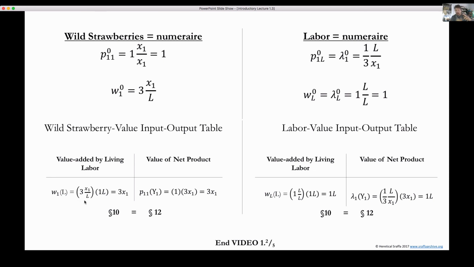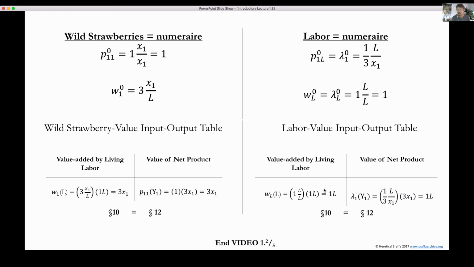Here you can see why I'm putting the dimensions at the end of the number, so you can see the canceling out of this, and that leaves us with the value of 3 units of wild strawberries is equal to, on the output side, the price of wild strawberries, which is 1 with no units, times the quantity of wild strawberries, which is 3 units. There, 3 units of wild strawberries, the value added on the labor side is equal to 3 units of wild strawberries, the value of the net output on the output side when wild strawberries is the numeraire. There you have paragraph 10 equal to paragraph 12.